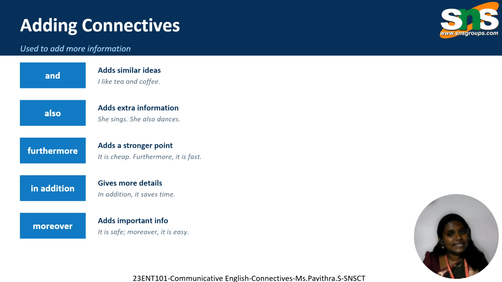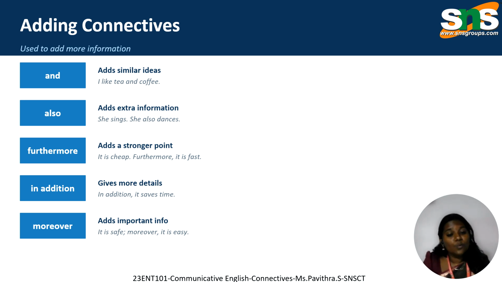First up, adding connectives. These are used when you want to add more information to what you have already said. You are basically saying, hey, here is another point. Let's meet the key players. And, the simplest one, it joins two similar ideas. I like tea and coffee. Also, adds extra information, often at the start of a new sentence. She sings, she also dances.